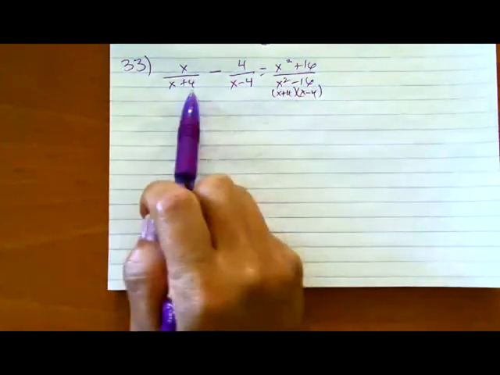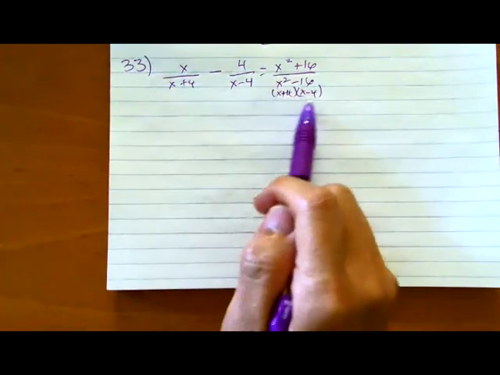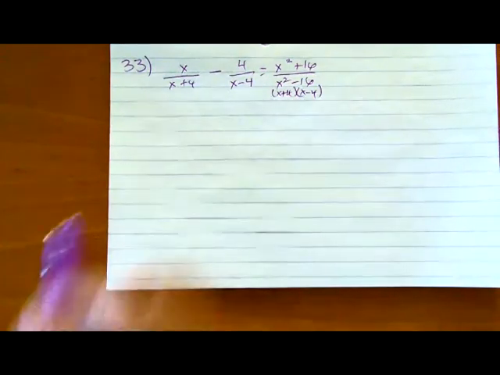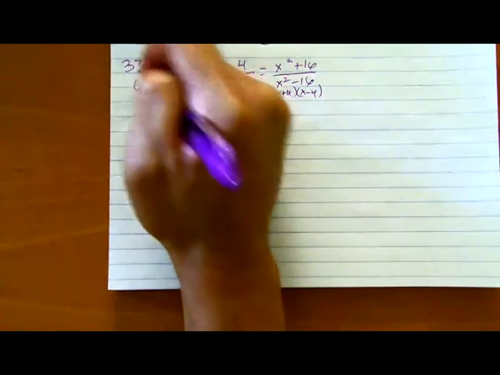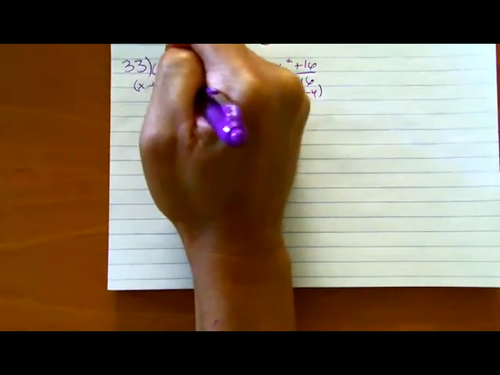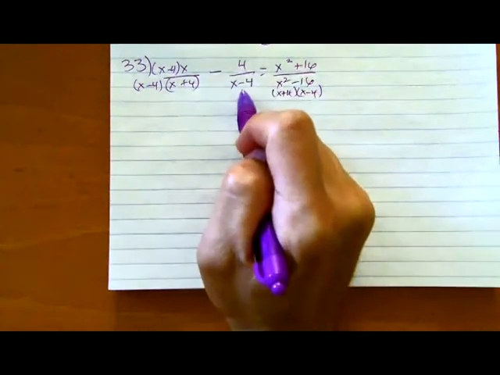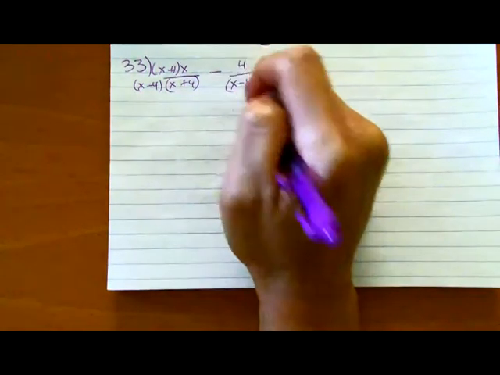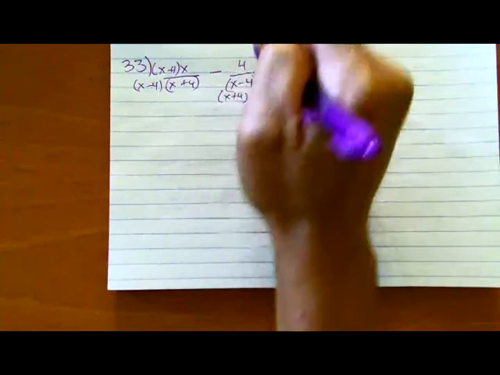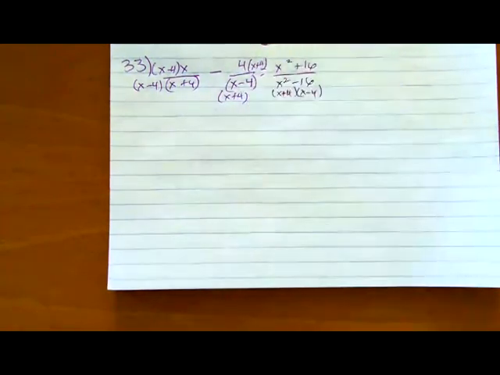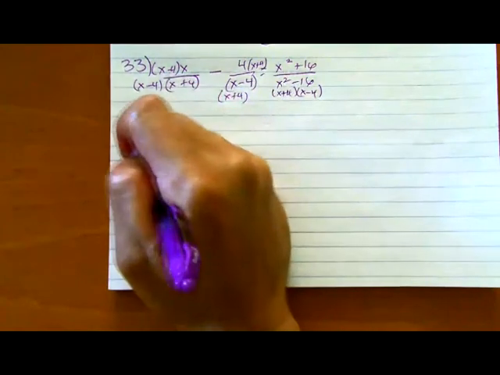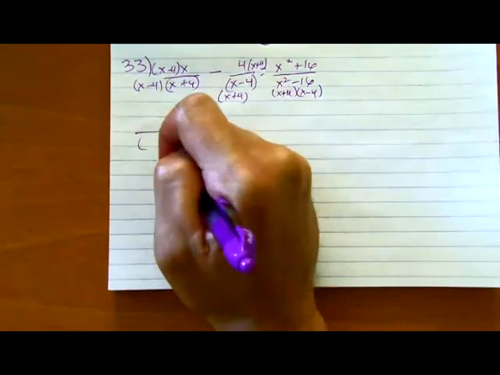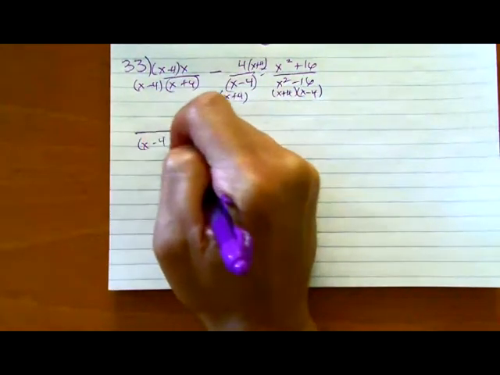So if you look at all the denominators, we need to get them to look like this. Multiply this by x minus 4, top and bottom. Multiply this denominator by x plus 4, top and bottom. Okay, so all the denominators match. You have two sets of parentheses, x minus 4 and x plus 4.